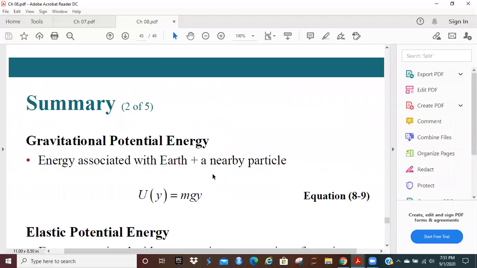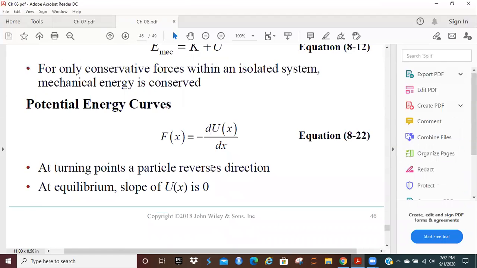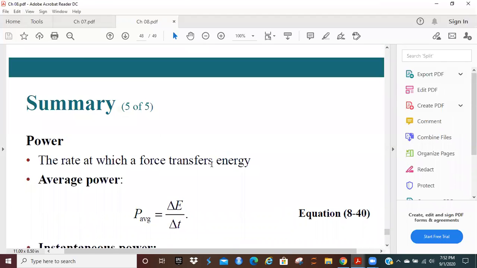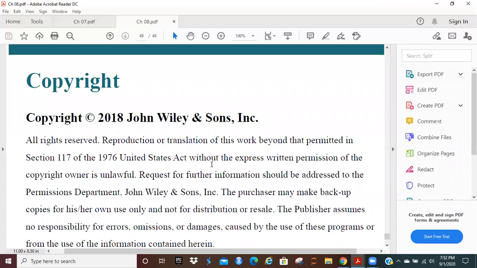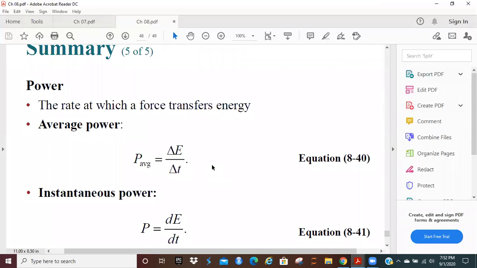Okay, so again, we have several different summaries here. I've made these lecture notes available so you can go back and review them. Do you have any questions at this point?